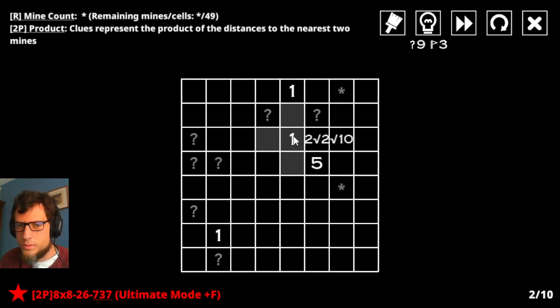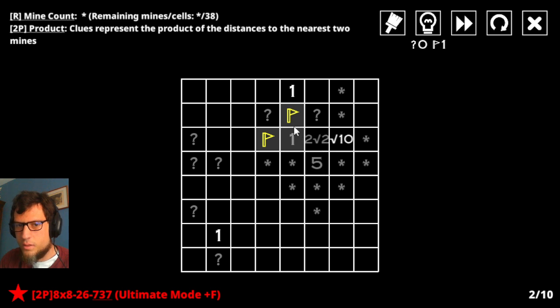There we go. Okay, so this one, these are square root of 2 away from this, and it can only have one of those because it needs a 2 and a square root of 2. So only one of these can be a mine, which means that one has to be. This is a square root of 10. Oh, okay. It needs a root 5 and a root 2, so one of these and one of those. Potentially that as well, but that doesn't really matter. Okay. Oh, because this has a square root of 5, so it needs another square root of 5.